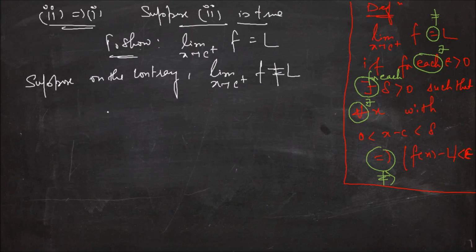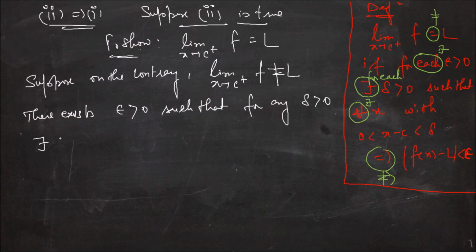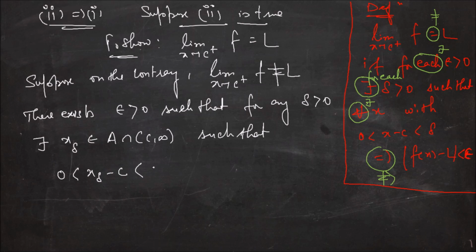So let us write the statement. This implies there exists epsilon greater than 0 such that for any delta greater than 0 there exists x, depending on delta, belonging to A intersection (c, infinity), such that 0 is less than x_delta minus c less than delta, but f(x_delta) minus L is greater than epsilon.